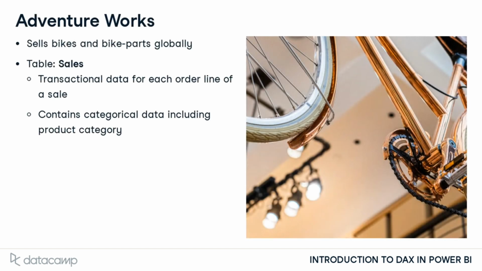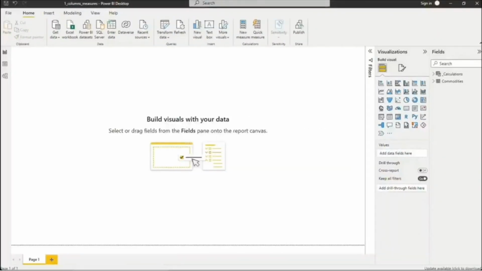In our exercises, we'll be working with data from the fictional bike company AdventureWorks that sells bikes and bike parts globally. We will have a table called Sales, which contains information about every order item purchased. Now it's time to learn how to create calculated columns and measures in Power BI. We'll be using a single table that contains transactional information about commodities traded every day from January 2000 to March 2022. You can see all available columns by clicking on the drop-down next to the table on the Fields pane.